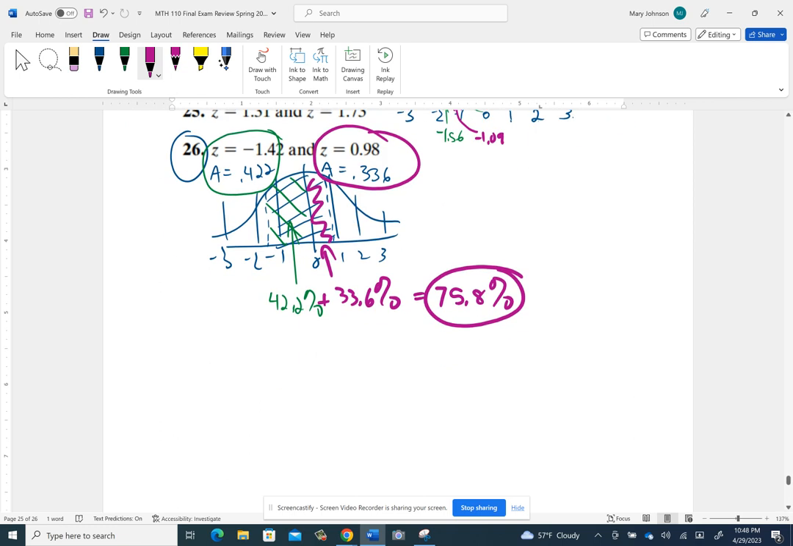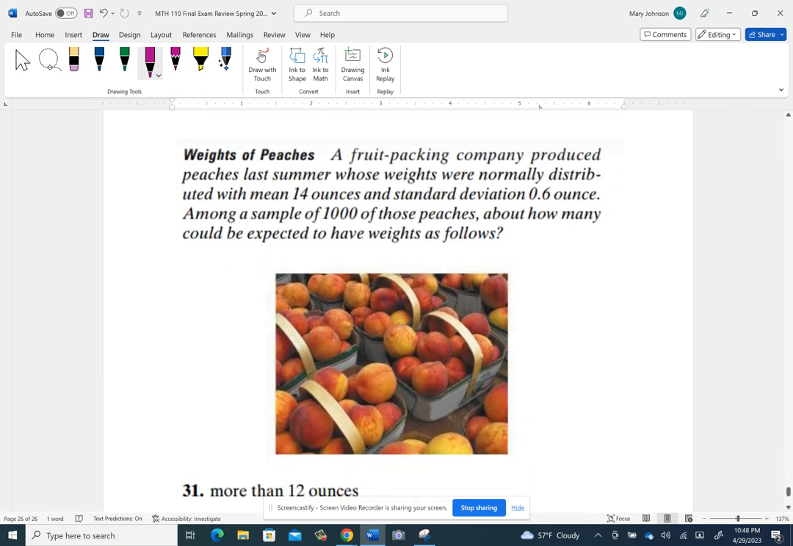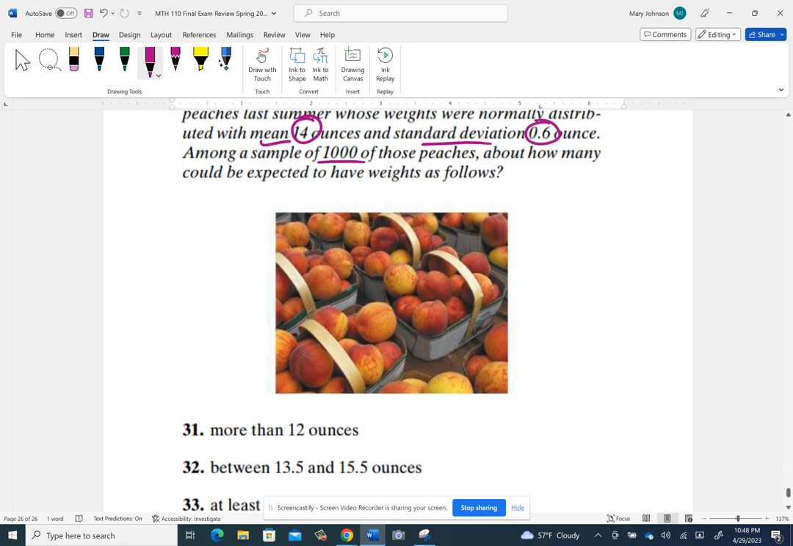All right, and then one more would be one maybe in context. So on this one, okay, so it says the peaches were normally distributed. The mean was 14. Standard deviation was 0.6. And then the sample of 1,000 peaches. And it tells us to take a look at 31 to 36. So let me move that information a little closer to those problems. So we know the mean was 14 ounces and the standard deviation was 0.6 and the number of peaches was 1,000. So keep that in mind.